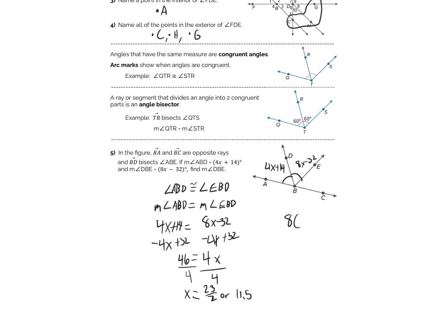So we got to plug that back in. Eight times 11.5 is 92. And 92 minus 32 is 60. So, therefore, the measure of angle DBE is 60 degrees.